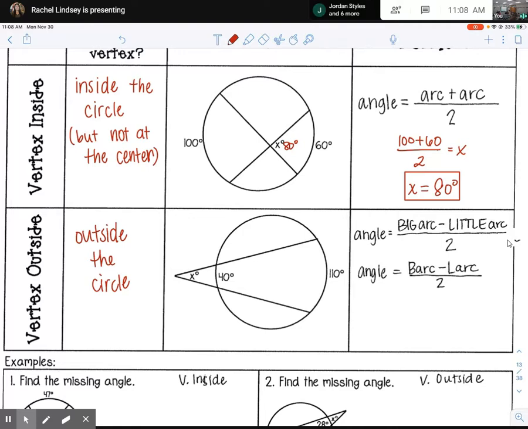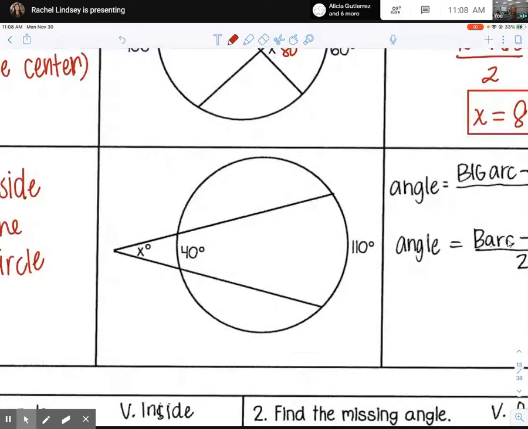So what you do here, there's always a bigger arc, and then there's a littler arc. So you'll always do big arc minus little arc equals the angle. And I wrote it like this: arc minus arc divided by 2 equals the angle. So that's the way I'll always say it, arc minus arc, because it's big arc minus little arc. So this is my big arc, this is my little arc, this is my angle.